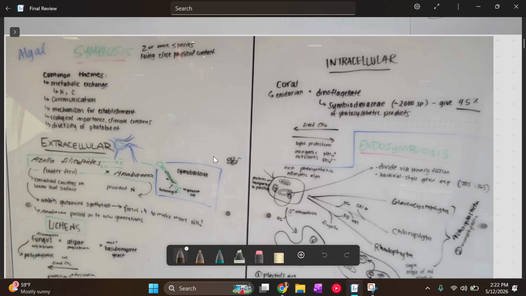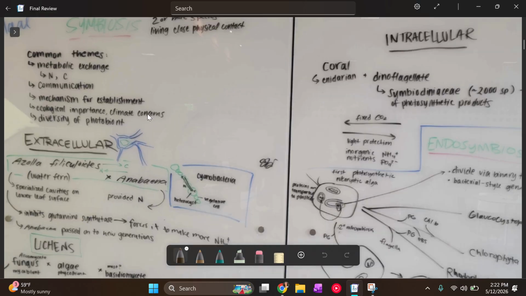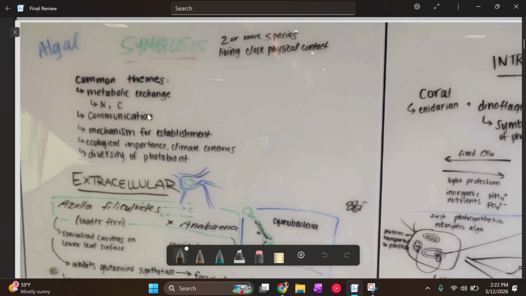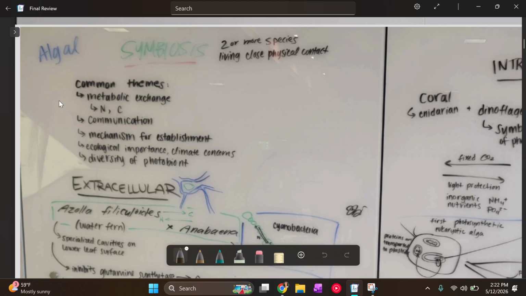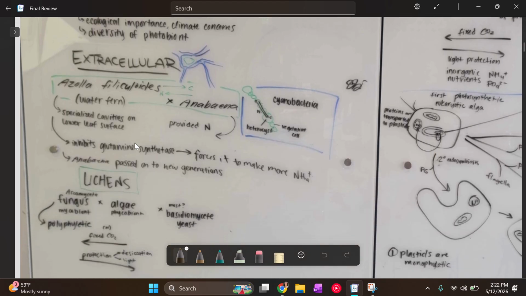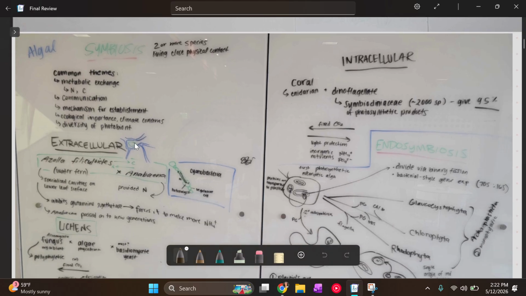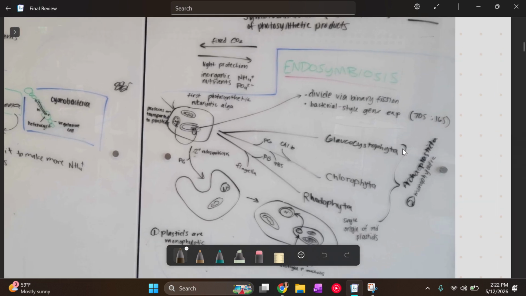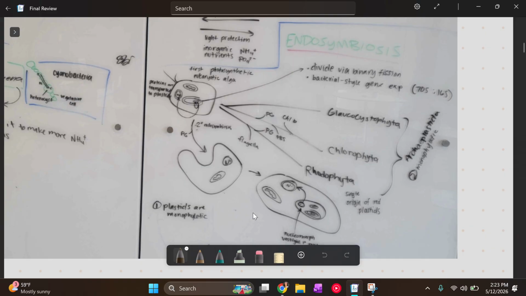Okay, so more on symbiosis in the whiteboard. I feel like this is kind of obvious. What are the common themes? They share stuff, they talk to each other. They gotta exist. Climate change happens, that can affect them. But when we're talking about types of symbiosis that we talk about in this class, not endosymbiosis, which for some reason I feel like should have been before, but we already went over this.